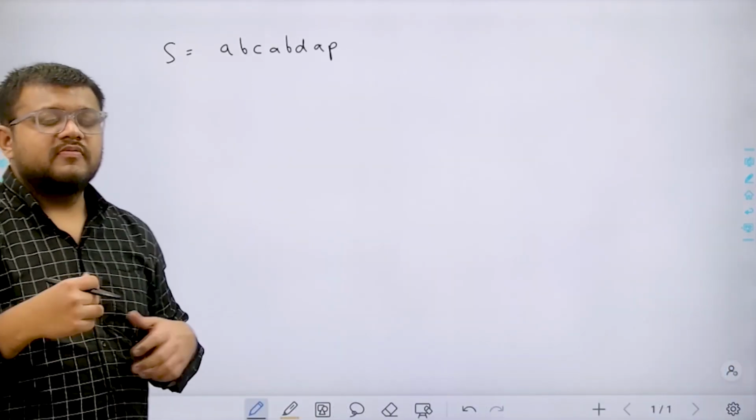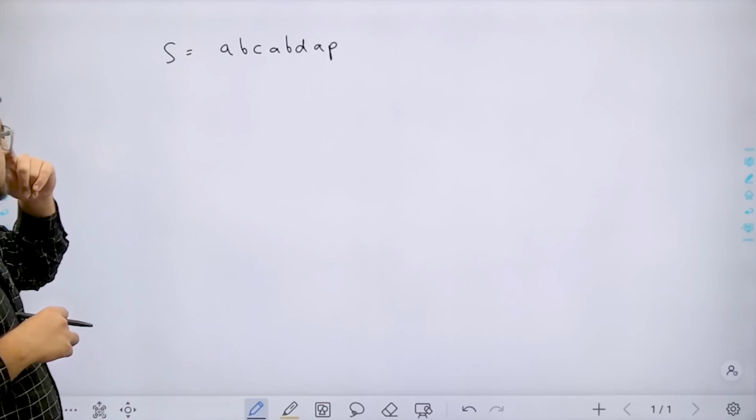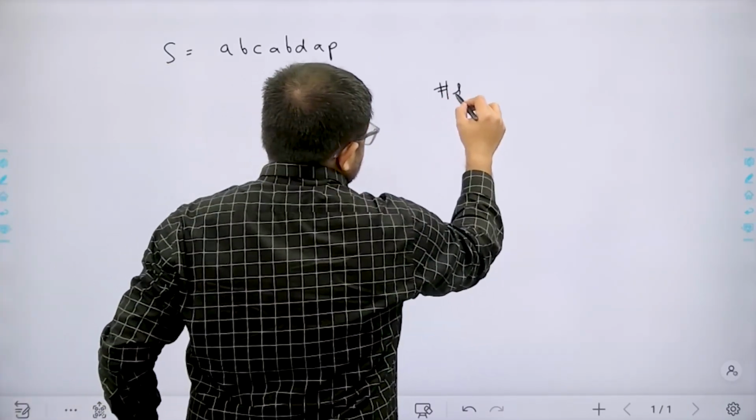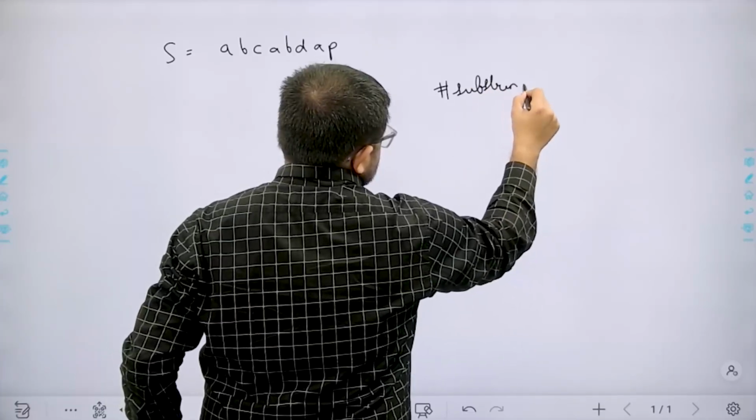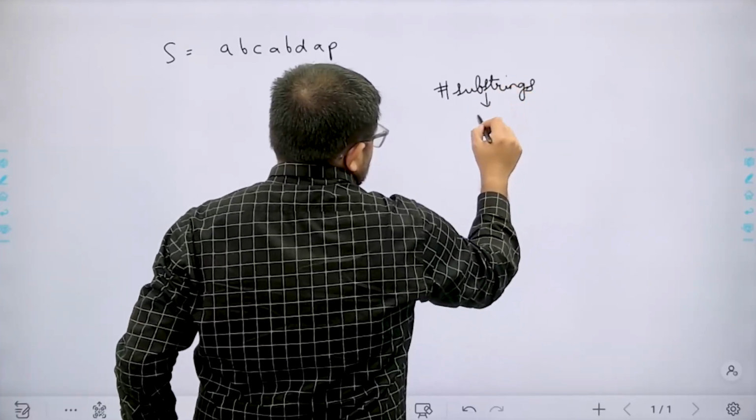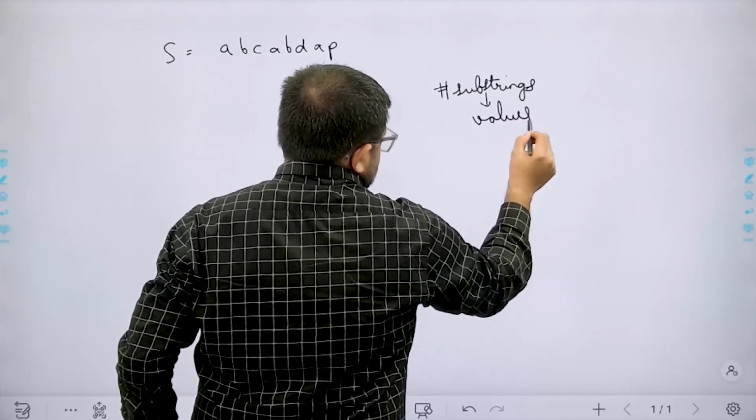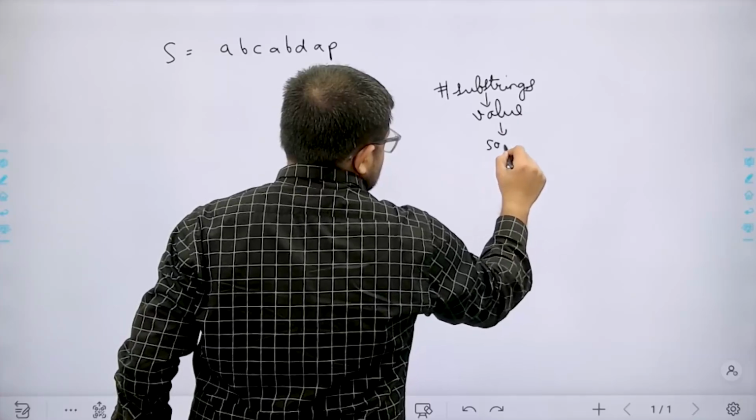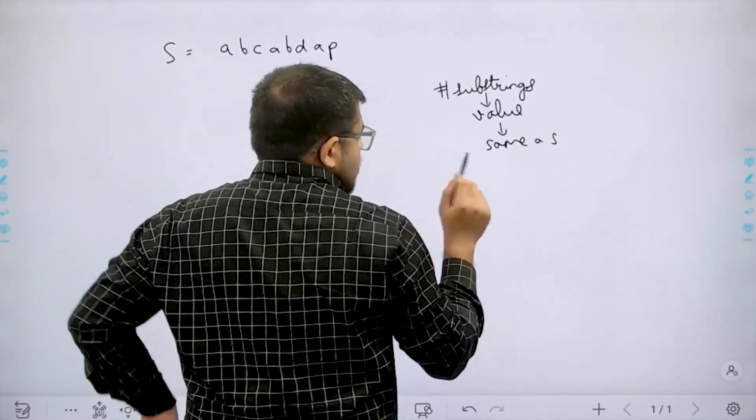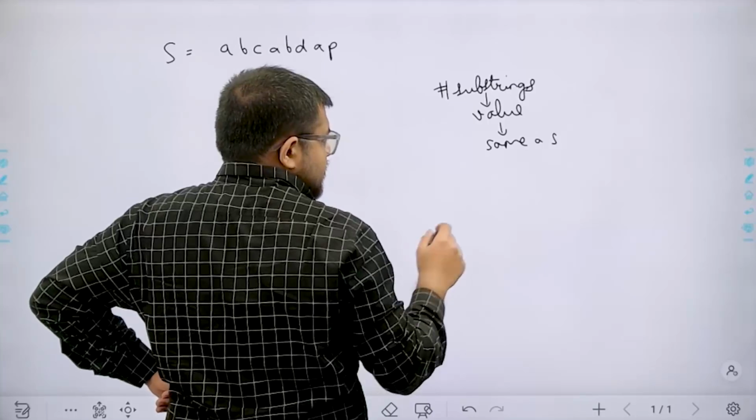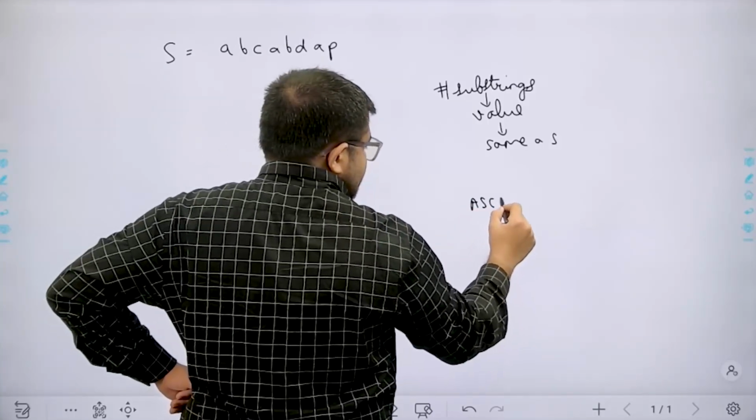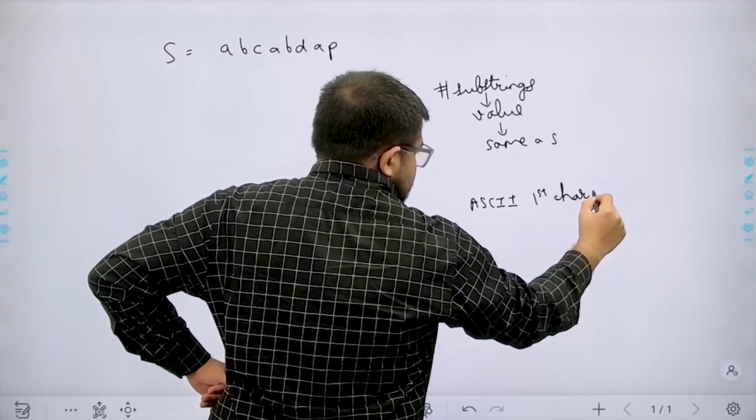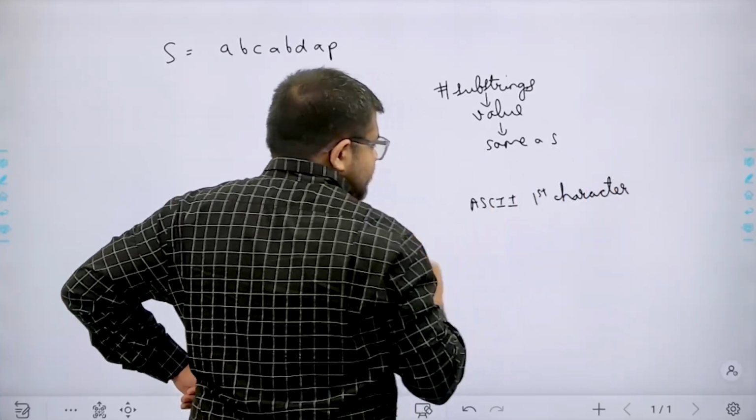So if we think about solving this problem, considering this example, basically we need to count the number of substrings whose value is the same as the original string s. Here, how is the value of a string defined? It is defined as the ASCII value of the first character of that string or substring, whichever we are considering.